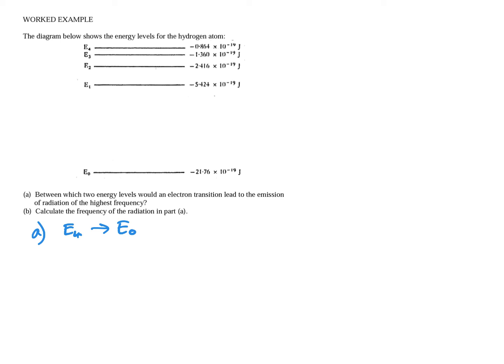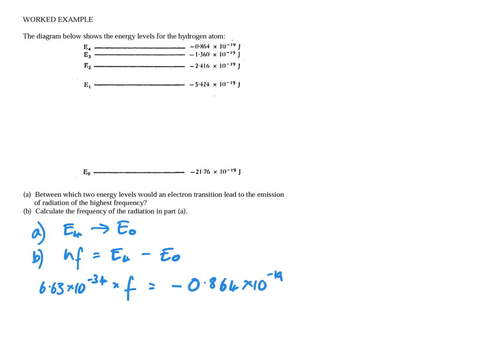And then we can use that to work out the frequency of the radiation. So hf, in the formula sheet it says E2 minus E1, but you need to adapt that to the particular one you're dealing with. So E4 minus E0. It always will be the upper one, take away the lower one, whether you're looking at emission or absorption. Now we can plug in all our values to work out f. So 6.63 times 10 to the minus 34 times f equals minus 0.864 times 10 to the minus 19.